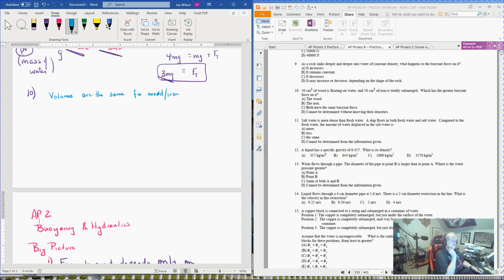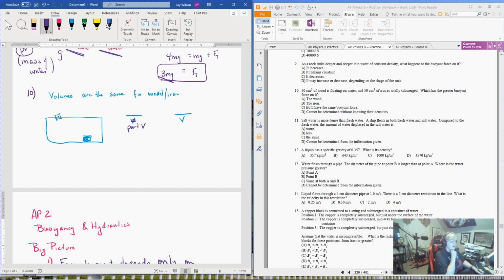If the wood is floating on top, so here's our tank, and the wood is floating on top, and the iron is completely submerged, here's what we do know. They have the same volume. So if we look at the volumes, the volume for one is equal to the volume for the other. But the wood doesn't have all its volume submerged. It only has part of V. And its part of V would be equal to mg.